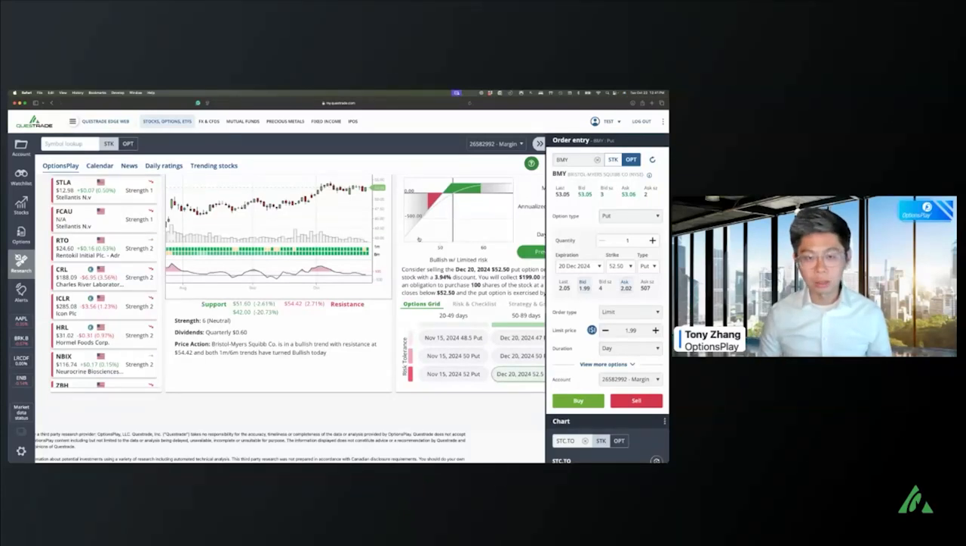So this is trying to shortcut your experience for researching, making sure you have all the relevant metrics at your fingertips without having to plug it into a specific tool and find the analysis. Everything is designed here for you, and then giving you the tools to be able to execute that trade directly into your Questrade account.